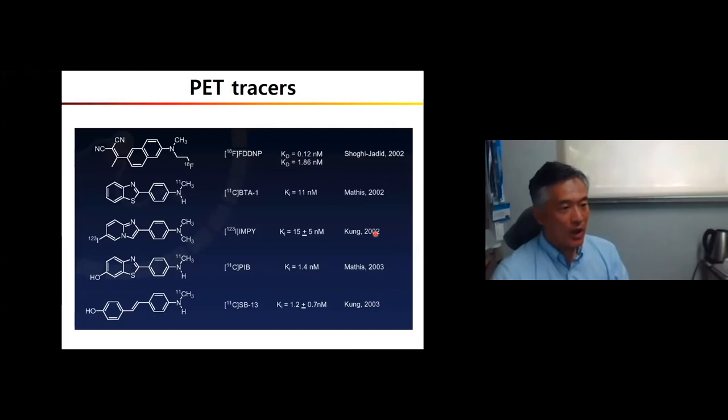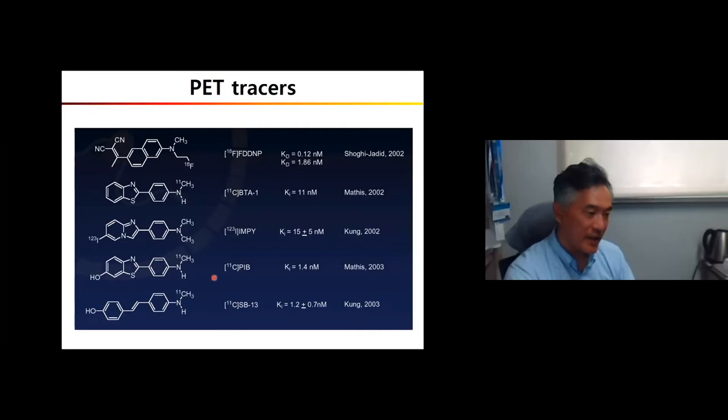So all the scientists in the world, especially radiochemists, wanted to develop the PET tracer. So in the year 2002, PIB was invented by Chester Mathis, and also FDDNP, which binds both amyloid plaque and tau. FDDNP has a high affinity to both amyloid plaques and tau tangles. And another one is SB13, invented by Kung at the University of Pennsylvania. Among these compounds, PIB is the first that got human imaging reported.